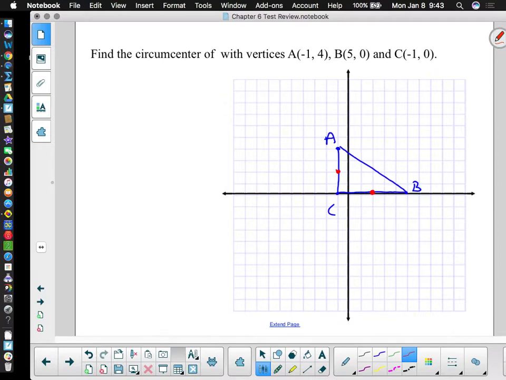So I can draw in this perpendicular bisector and this perpendicular bisector, and where do they intersect? Right there at the point 2, 2. And it's really obvious. That is exactly my circumcenter. That's all you need to do. If you understand what a circumcenter is, the problem is very simple and designed to be very simple. It's not designed so that you have to do a lot of calculations and stuff like that. It's mainly graphing and interpreting.